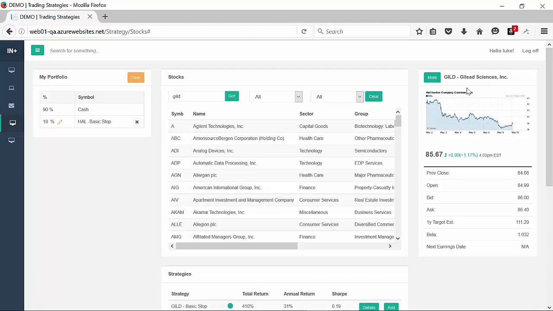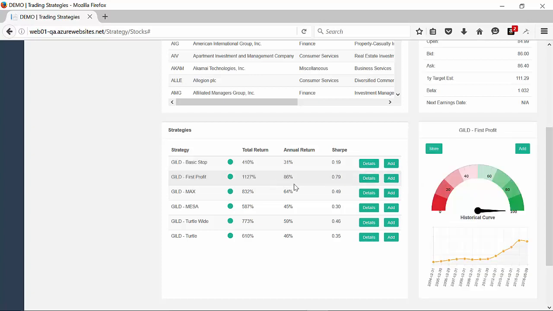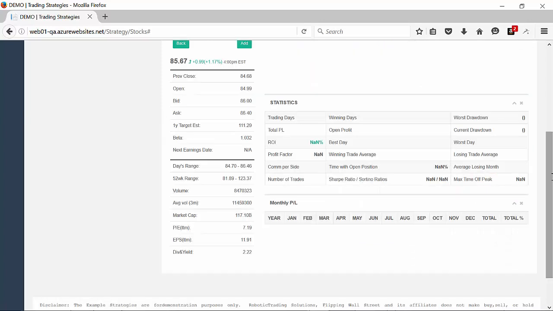So we click on Gilead. We've got our price information right here. Down below, here are our strategies. This one did about an 86% return. We know that this particular biotech stock has been on fire. We click details.